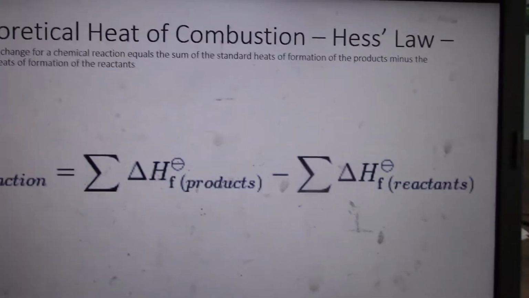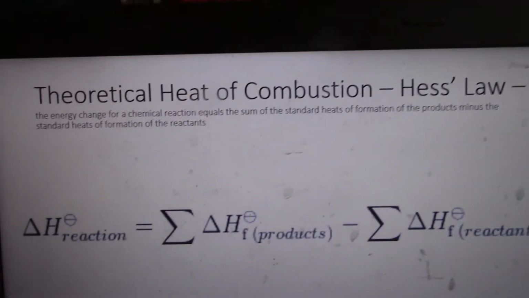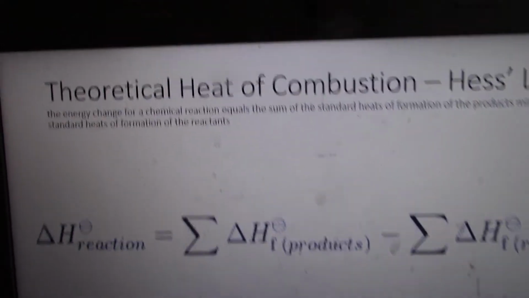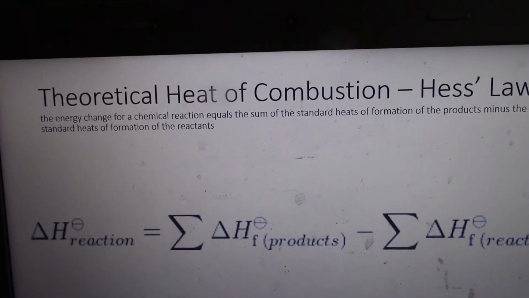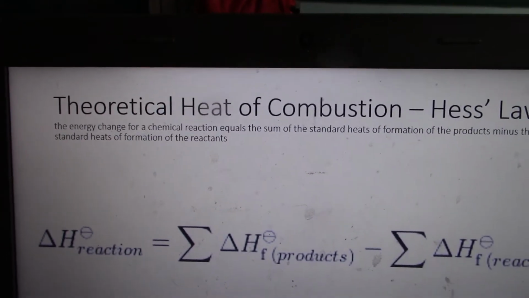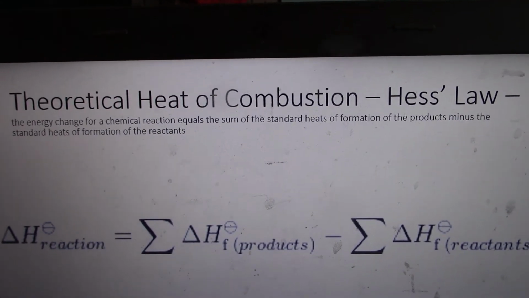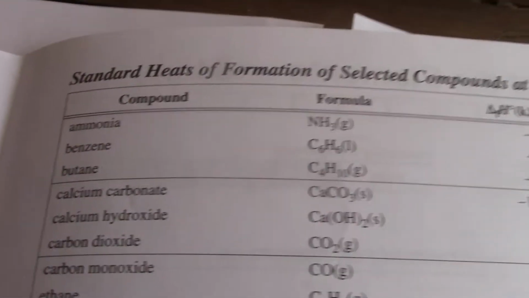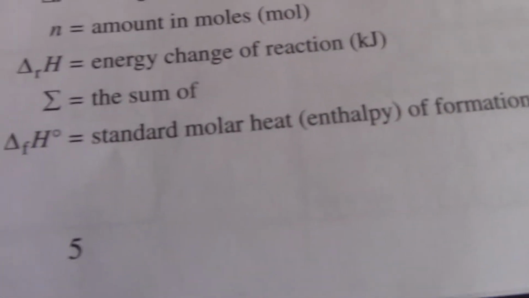So this equation, the heat of combustion, is a modified version of Hess's law that you're going to learn. So when we quantify the energy change for a chemical reaction, we're going to figure out the enthalpy of combustion, or heat of combustion. So the energy change for a chemical reaction equals the sum of the standard heats of formation of the products minus the standard heats of formation of the reactants. So we have determined, through calorimetry, the energy currency of all these different molecules. And this is in your data booklet, on page 5 of your data booklet.